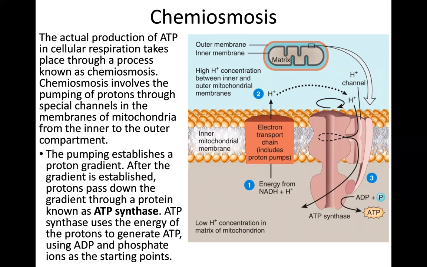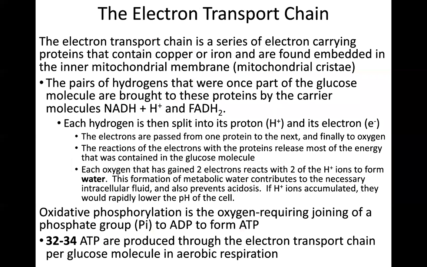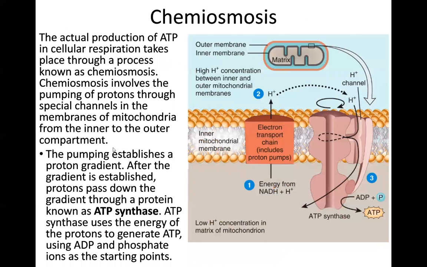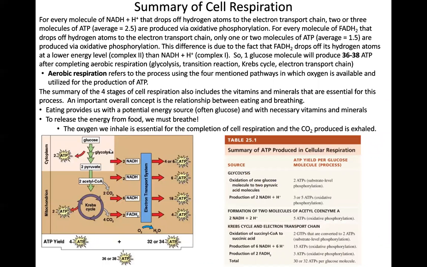And this is where most of the energy comes from, which, like I said, from this process specifically, from the electron transport chain alone, it's a total of 32 to 34, which if you add it all up, you get 36 to 38. And that's what I want to talk about here, the summarization of it, which is what she did in the video. For every molecule of NADH plus H plus that drops off its hydrogen atoms to the electron transport chain, 2 or 3 molecules of ATP, or an average of 2.5, are produced via oxidative phosphorylation.